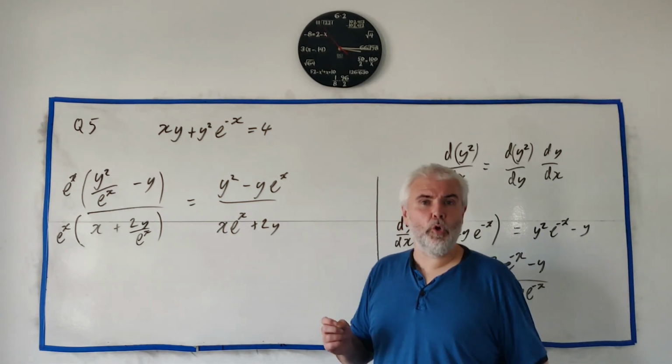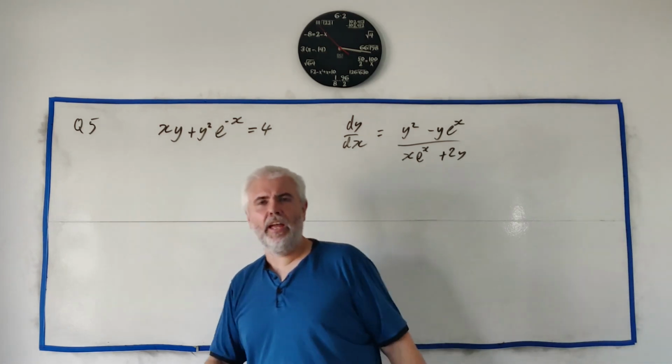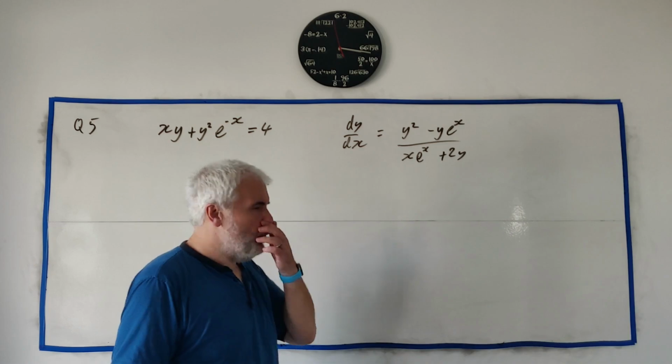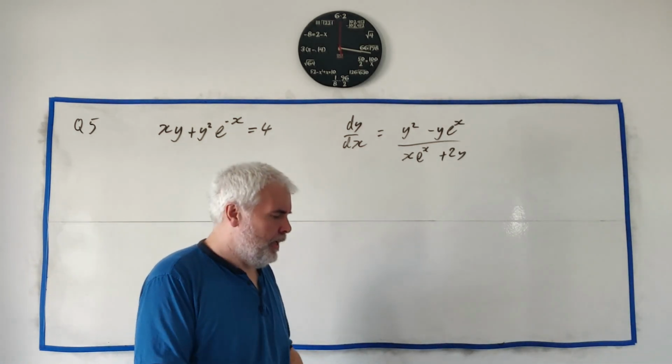Okay, let me clear off the board and we'll do part B. Before we do part B, let me just go back to part A for 1 second and point out a little cheat you could probably get away with.